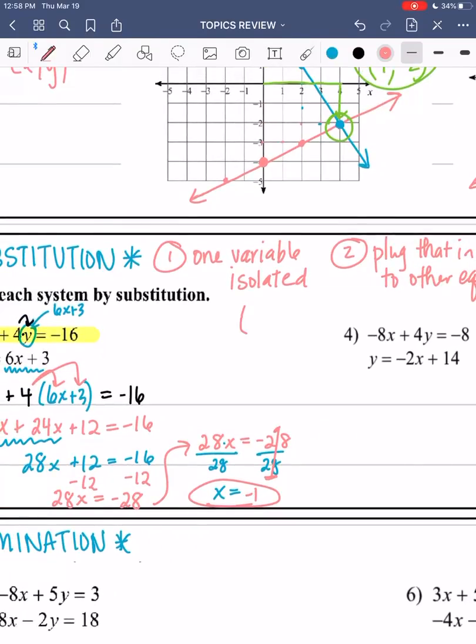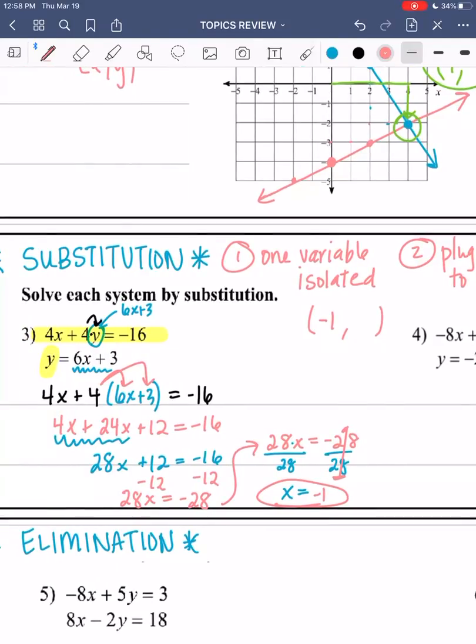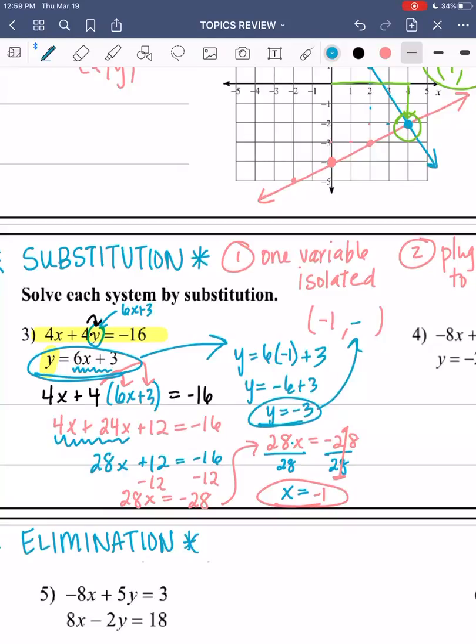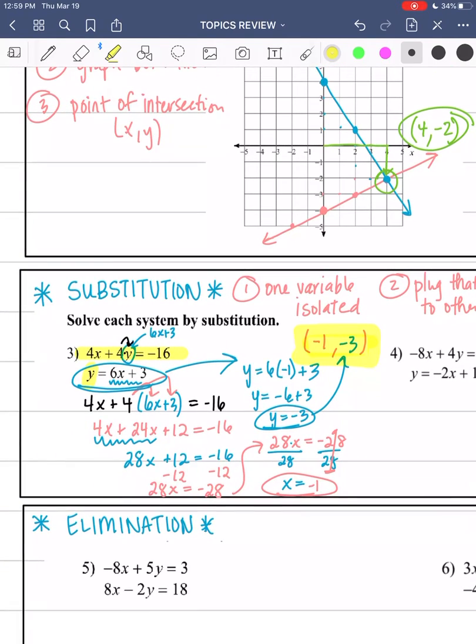Our answer is going to look like this: x, y. We just got x equals negative 1. Now I have to get the y number. To get the y number, I'm going to use this equation, because I know what y is in terms of x. So y is going to be 6 times the x number. We already found the x number is negative 1, so put negative 1 where x is, then plus 3. So y equals negative 6 plus 3, which is negative 3. Final answer is negative 1, negative 3 for number 3.